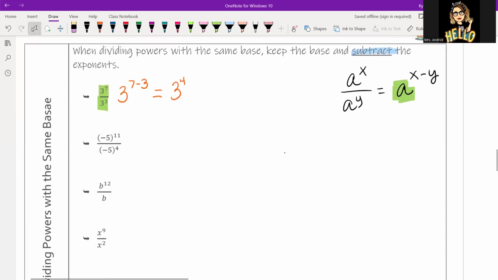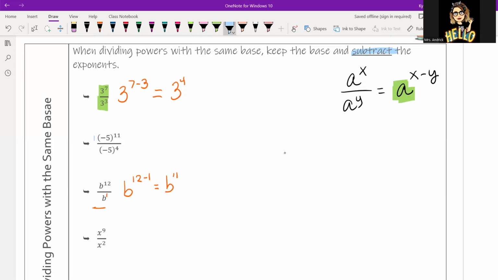Okay, so I'm going to skip down to this one. Keep in mind there's a hidden 1 here, but these are the same base, so it's going to be b^12 minus 1. If you're doing it on your own, you're going to forget about the 1. So then it's b to the 11th power.